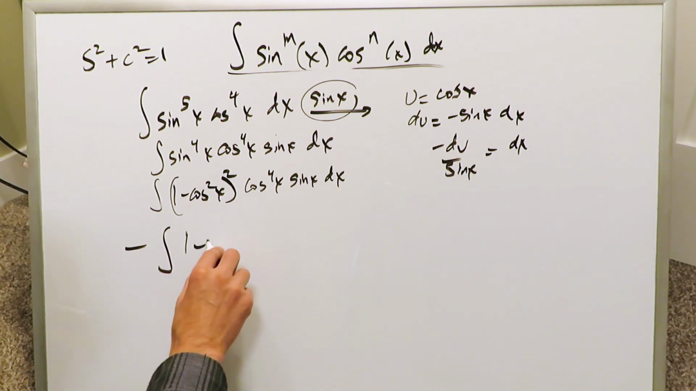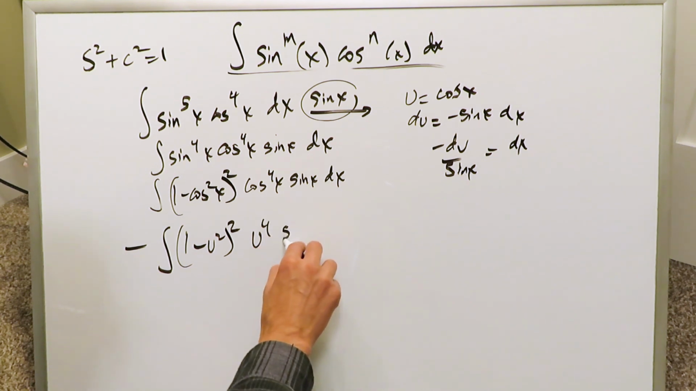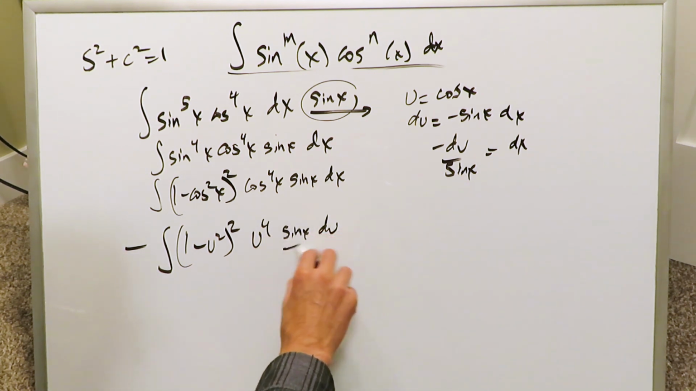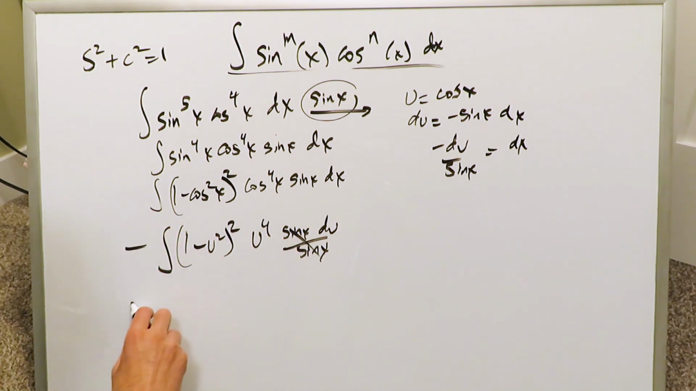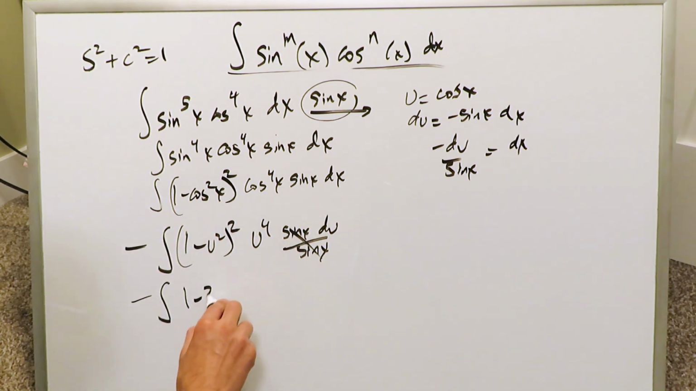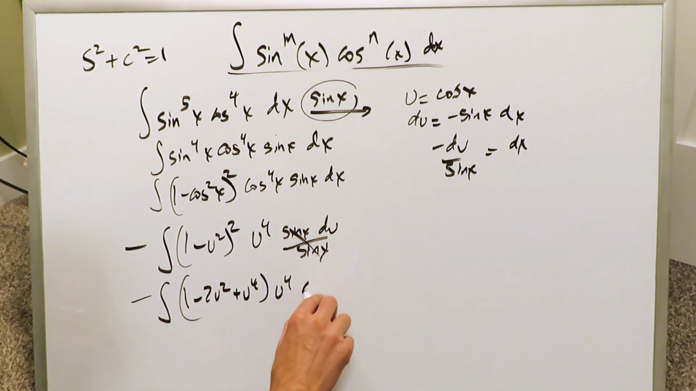The minus will come right here outside. We'll have now 1 minus u square. I'm doing all the substitutions here, and u to the 4. We'll have a sine x du over sine x. These sine x cancel out. You have to open up all of this. You'll have a 1 minus 2u square plus u to the 4, all multiplying with u to the 4 du.